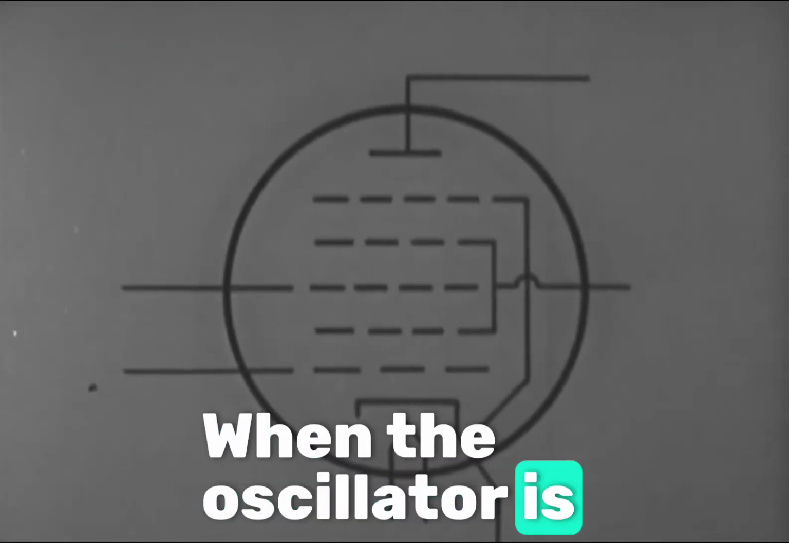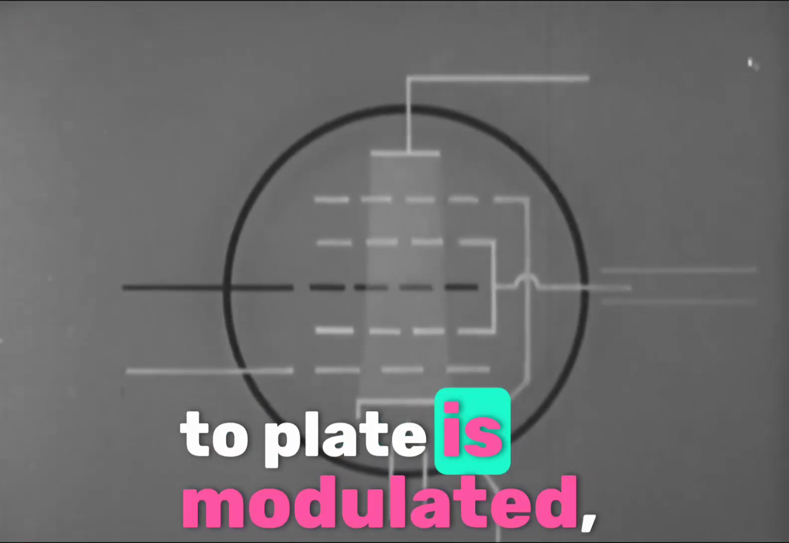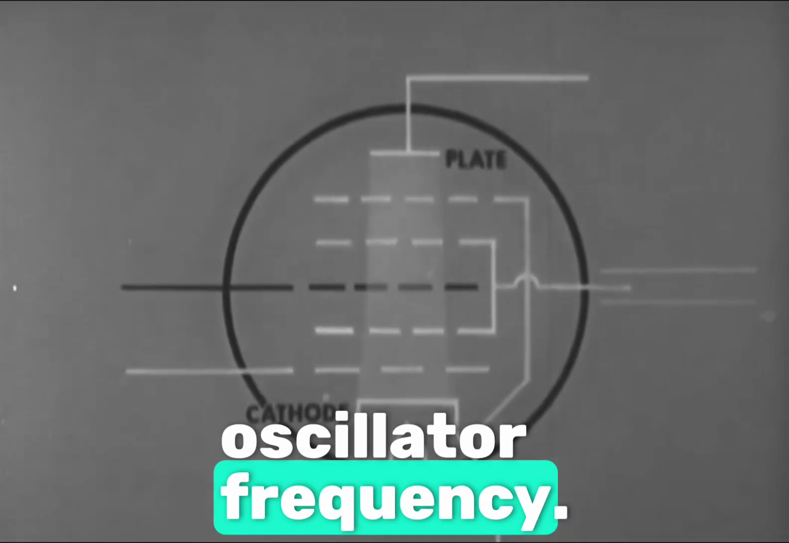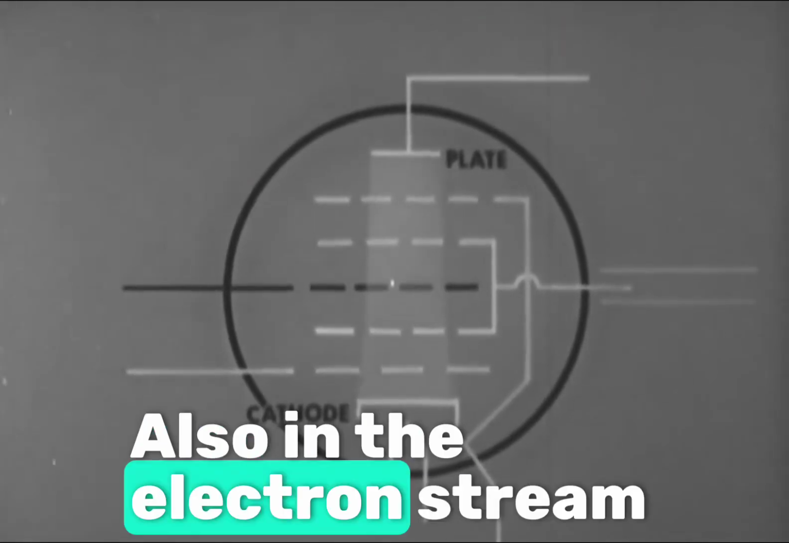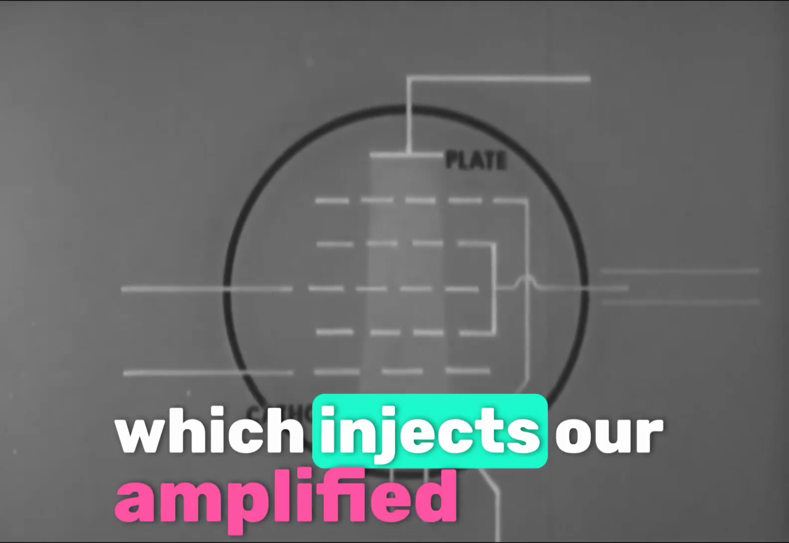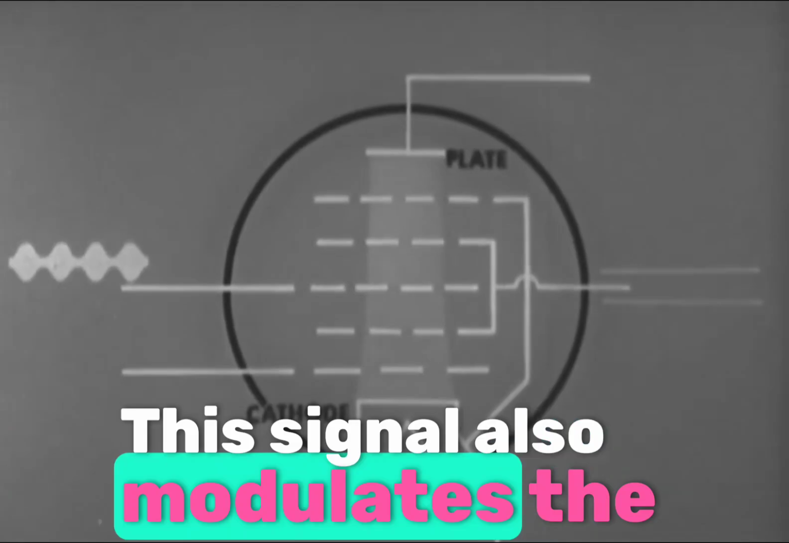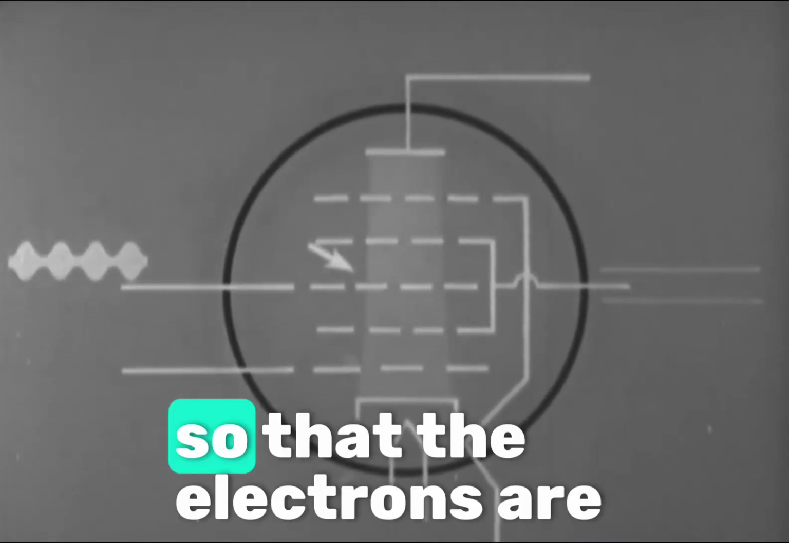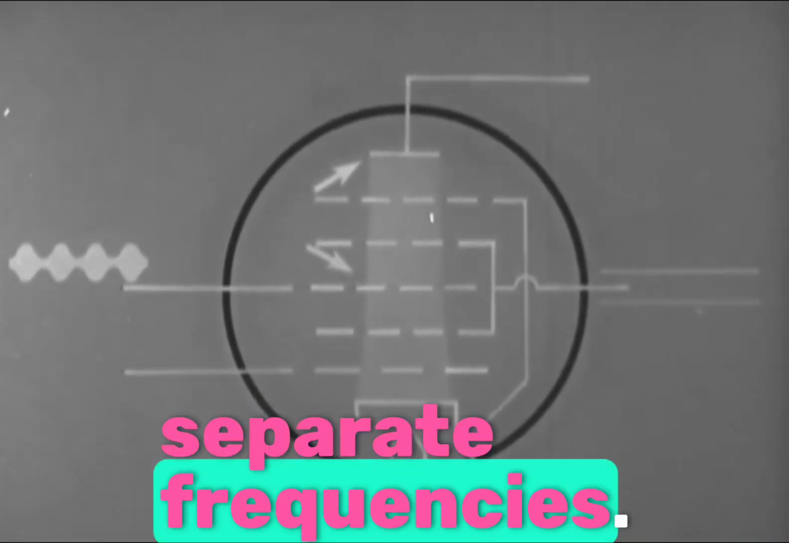When the oscillator is working, the entire electron stream from cathode to plate is modulated, becoming stronger and weaker at the oscillator frequency. Also in the electron stream is grid number 3. This is the grid which injects our amplified carrier frequency. This signal also modulates the electron stream from here to here, so that the electrons are now controlled by 2 separate frequencies.